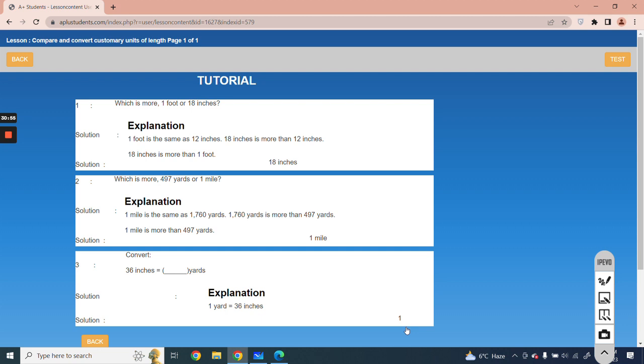Okay, the next one is which is more, 497 yards or 1 mile? So which is more? One mile equals 1760 yards, got it? So 1760 yards is more than 497 yards, got it? Okay, 36 inches equals how many yards? 36 inches equals 1 yard, got it?